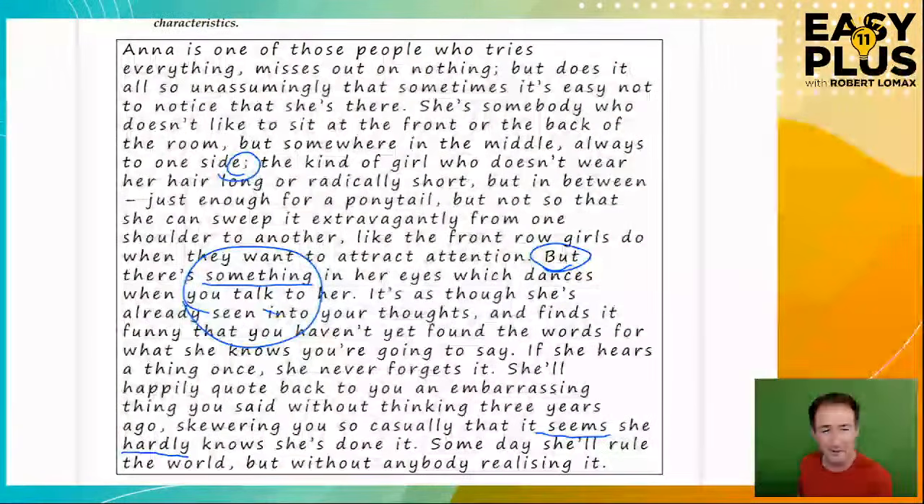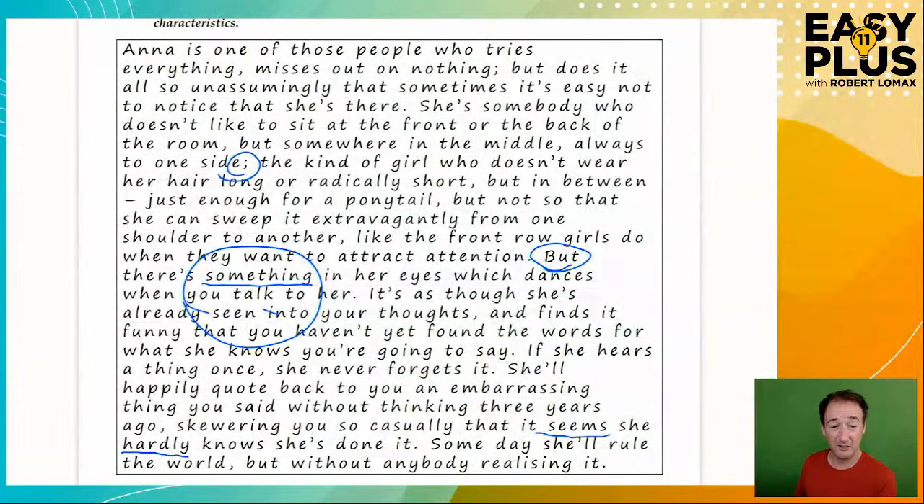Well, hardly is a funny word, isn't it? If she hardly knows she's done it, then on some level she obviously does know that she's doing it. And even if she isn't a nasty person, there's definitely a part of Anna that loves being able to make people feel uncomfortable and root them to the spot in a conversation by coming out with things that nobody else could possibly have come out with. And then we've got the concluding sentence. Someday she'll rule the world.